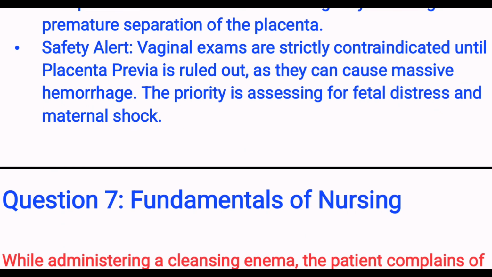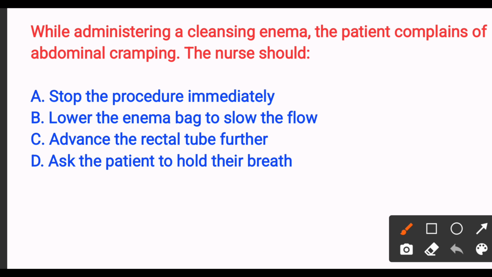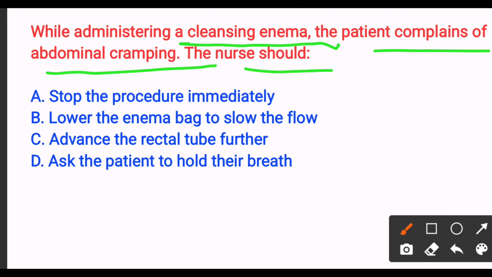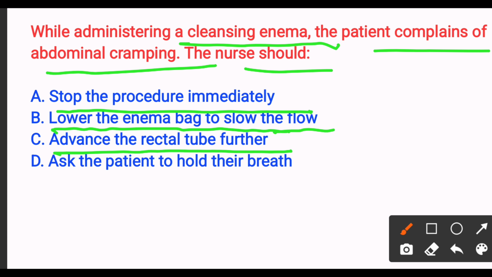Next, while administering a cleansing enema, the patient complains of abdominal cramping. The nurse should, option A, stop the procedure immediately. Option B, lower the enema bag to slow the flow. Option C, advance the rectal tube further. Option D, ask the patient to hold the breath.